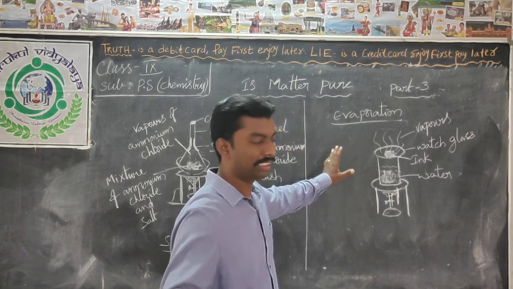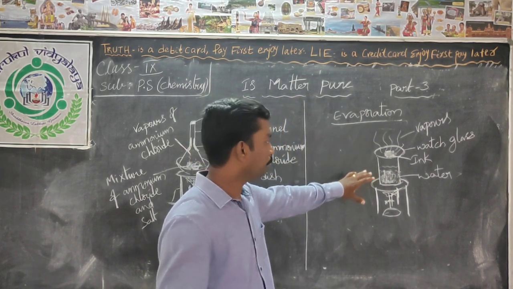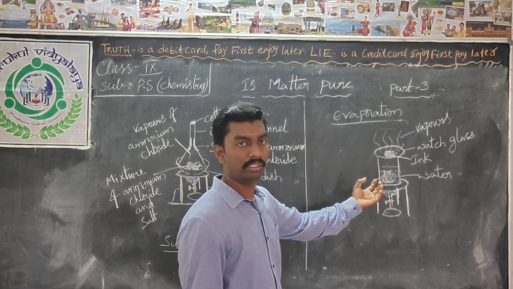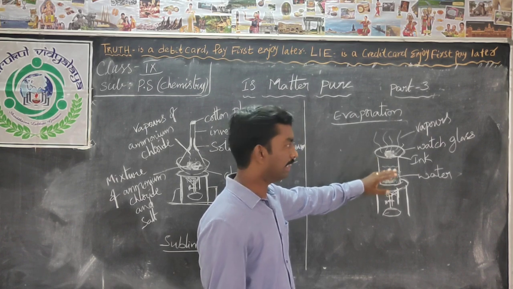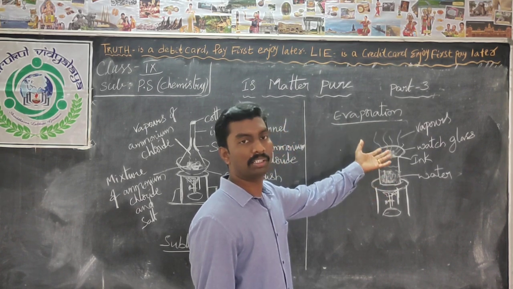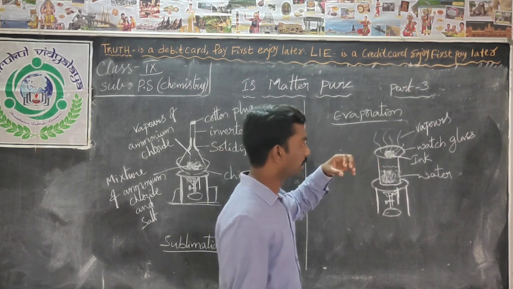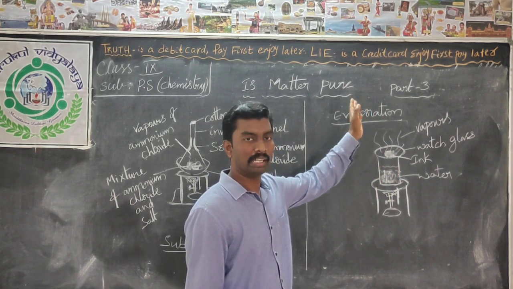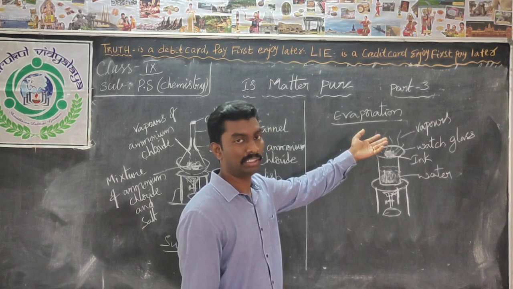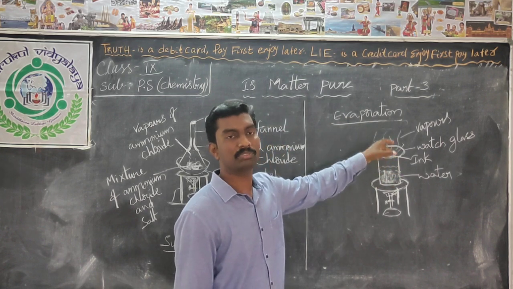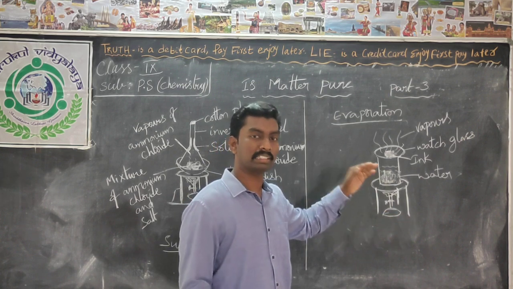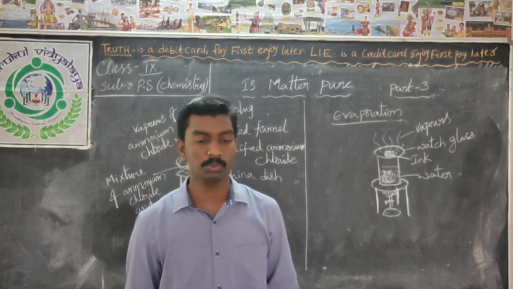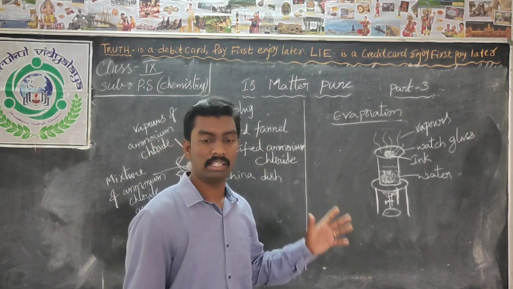Coming to the second technique, evaporation. When we take water in the beaker and heat it with the burner, the water will be heated up. After heating the water, the heat transfers to the watch glass, in which ink is placed. Ink is a liquid substance. Whenever we heat it, slowly it will evaporate. The liquid portion will evaporate outside, and the solid powder substance will be left in the watch glass. So by that we can separate the components of the substance. These are the two techniques, sublimation and evaporation.